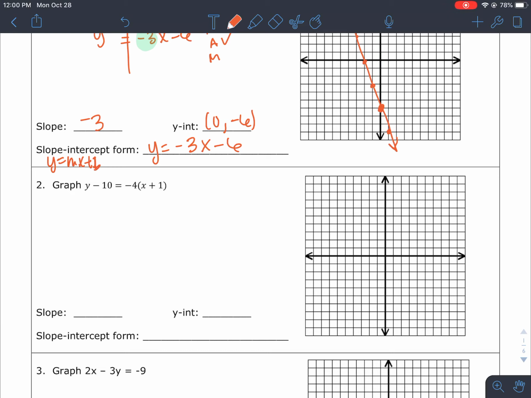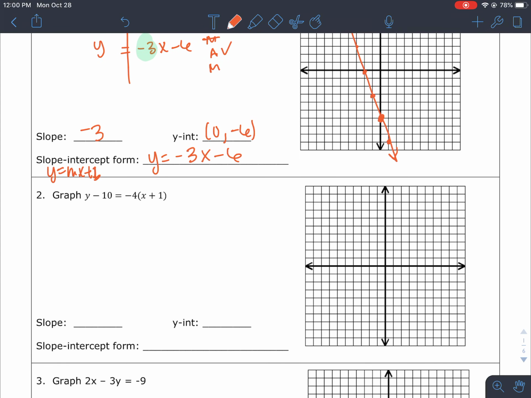Number 2, graph y minus 10 equals -4 times x plus 1. This is in point slope form, and so it is actually giving me a point and a slope. I know that the equation is y minus y1 equals m times x minus x1, so I know my slope is actually -4. And from this, I don't know my y-intercept yet, but I will go ahead and graph that point.